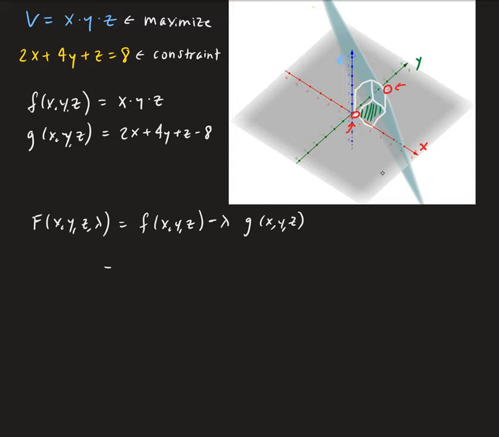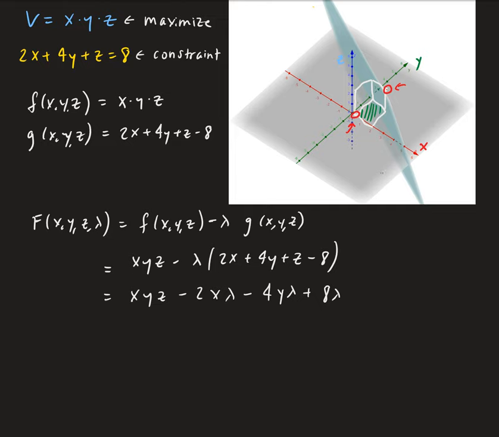So that means we have xyz minus lambda times 2x plus 4y plus z minus 8. This gives us xyz minus 2x lambda minus 4y lambda. Sorry, I left out z, so this will be minus z lambda plus 8 lambda. Now we have all the terms there.